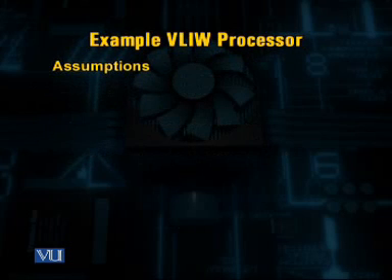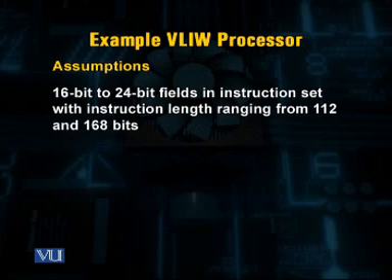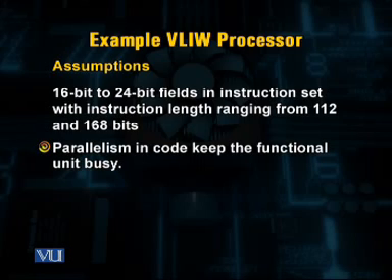Here we further assume that the instructions have a set of 16-bit to 24-bit fields for each unit, with an instruction length ranging from 112 bits up to 168 bits. Furthermore, we also assume that to keep the functional units busy, there must be enough parallelism in the code so that the complete operation slot is filled.